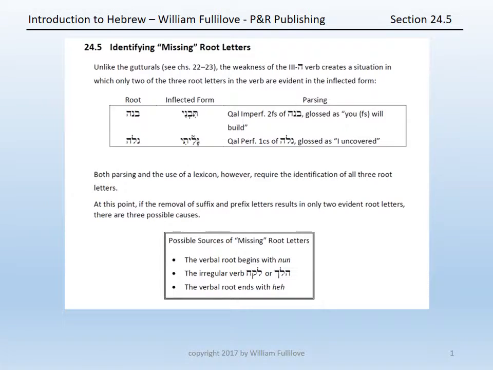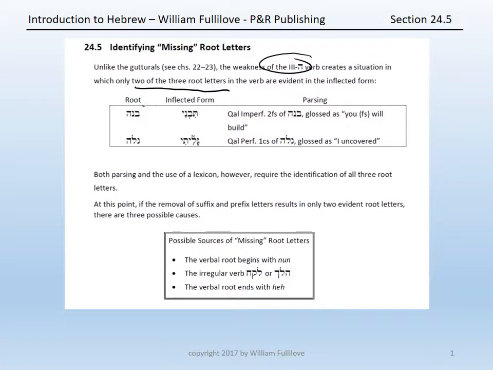Unlike the gutturals, which we covered in chapters 22 and 23, the type of weakness that we deal with in a third hey verb will often create a situation in which, when reading the text, you will be parsing a verb and only two of the three root letters in that verb will be evident in the inflected form, because in the inflected forms, the hey of the third hey has disappeared.